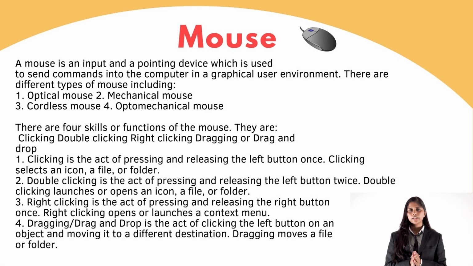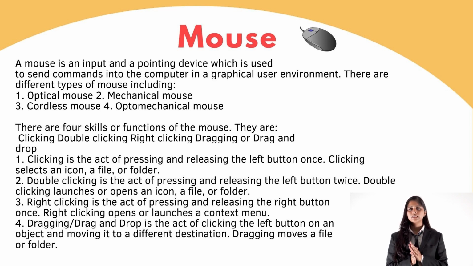Coming to the second component, that is mouse. So a mouse is an input device too, and we have just studied it earlier. A mouse is a small instrument that is used to scroll down or give directions, and it has 2 or 3 buttons on it. So we will see some brief things about the mouse. There are different types of mouse, including optical mouse, mechanical mouse, cordless mouse, and lastly optomechanical mouse.